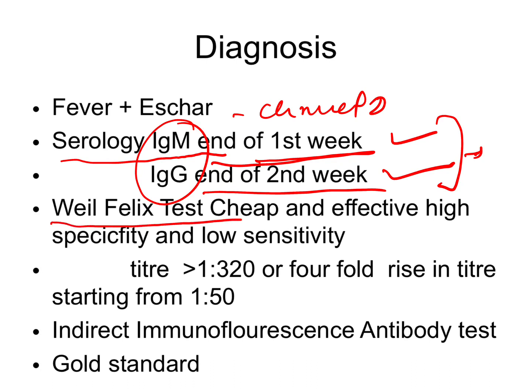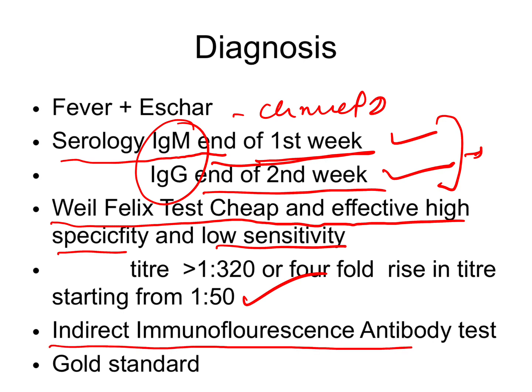The Weil-Felix test is basically a very cheap test. It has high specificity but low sensitivity. A titer of more than 1:320, or a fourfold rise in the titer starting from 1:50, is usually diagnostic of scrub typhus. However, the indirect immunofluorescence antibody test is the gold standard test for scrub typhus.